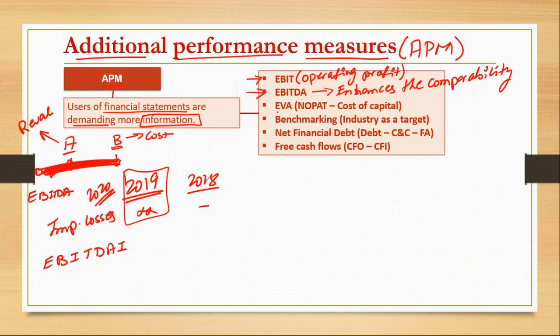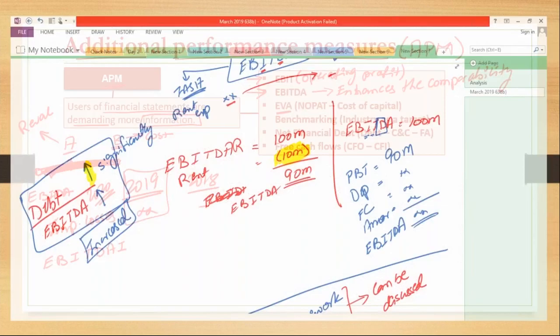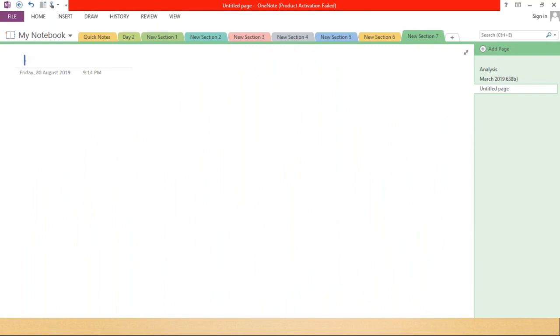Now the next thing is economic value added, EVA. What is economic value added? Let's suppose that there's a company A and there's a company B. Company A has an operating profit of, let's say, $10 million, and company B has an operating profit of $15 million.